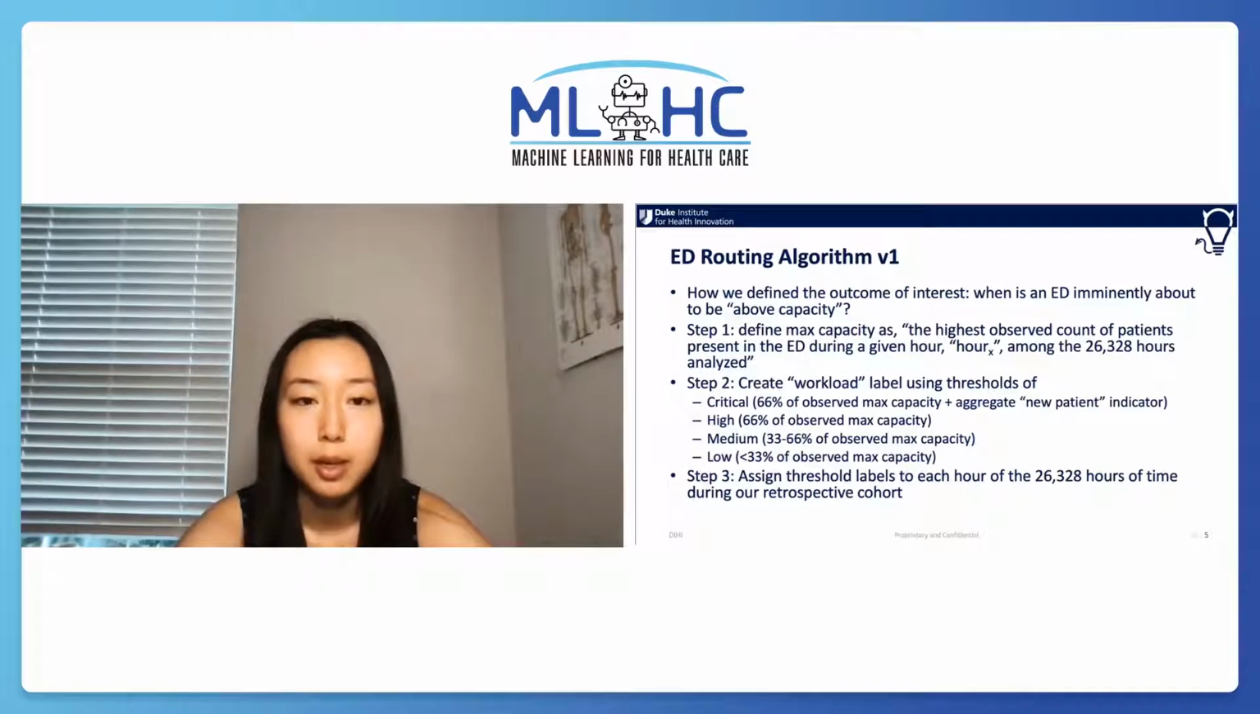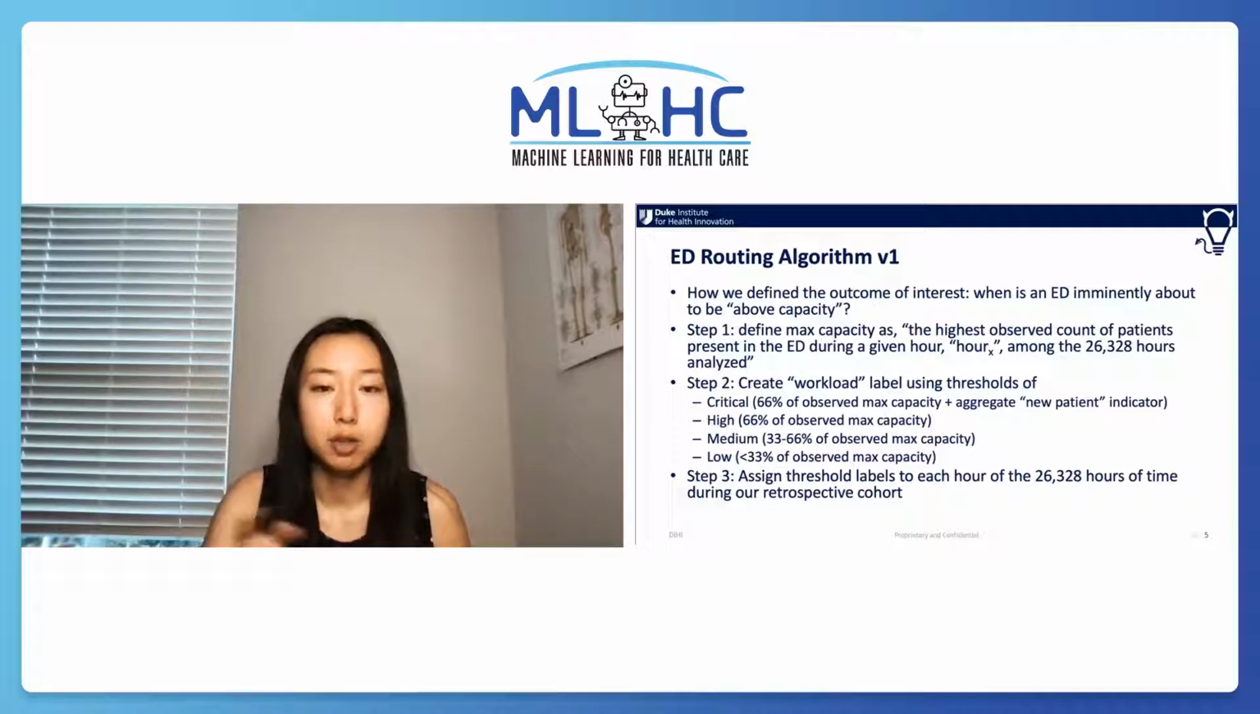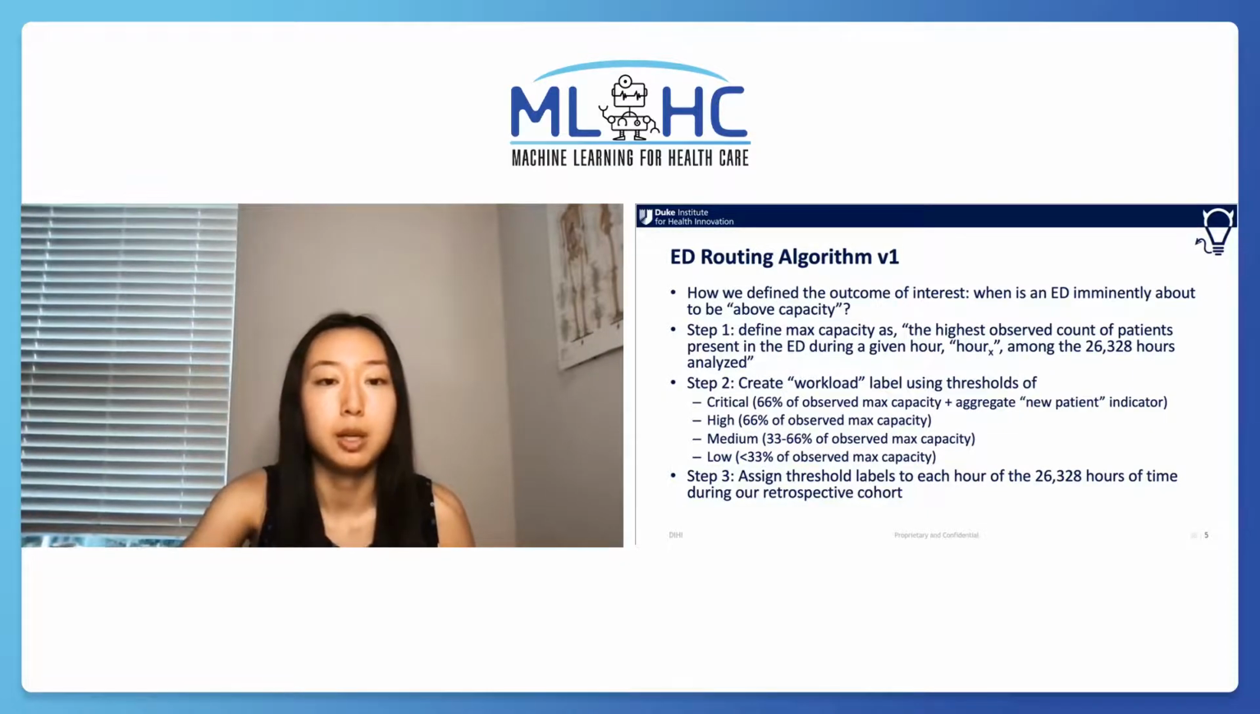For algorithm development, we sought to label each of those hourly rows with its own workload label. To do so, we created 4 different categories of workload capacity. These included low, medium, high, and critical. And at least for the first iteration, these were simply defined based on the number of people in the ED during that hour as a percentage of the maximum capacity seen by that ED over the 3 year retrospective period.